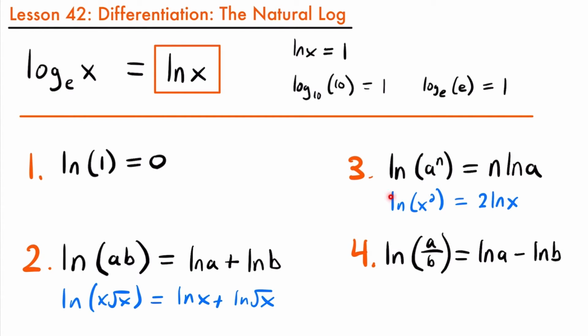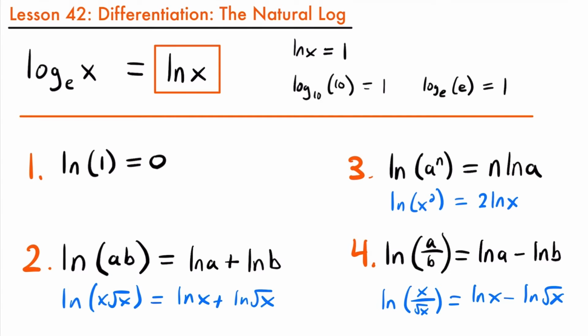All right, so this is going to be a very important property to remember when you go to differentiate natural log functions. But before we look at that, we have one more property to look at, and that is if we have the natural log of the quotient of two values a and b, that is equal to the natural log of a minus the natural log of b. Right, so if we had the natural log of x divided by the square root of x, that would be equal to the natural log of x minus the natural log of the square root of x.